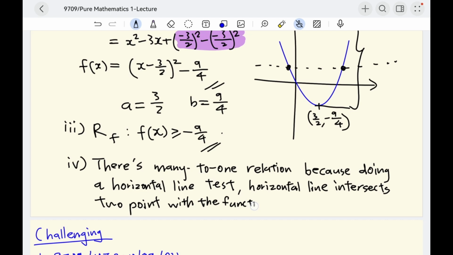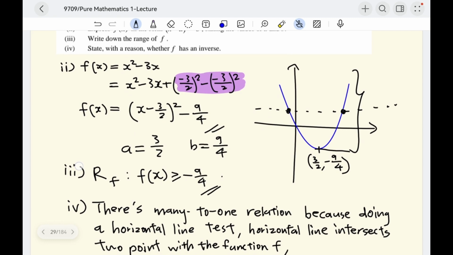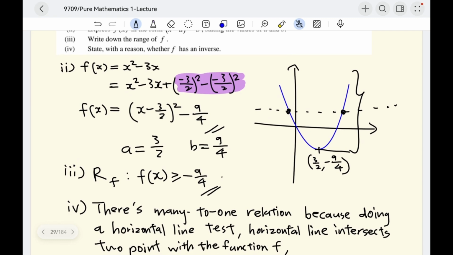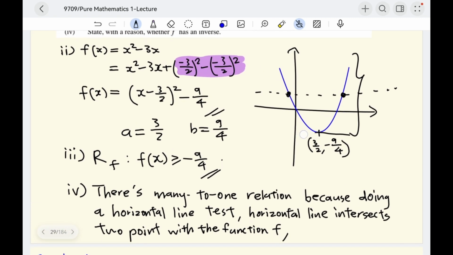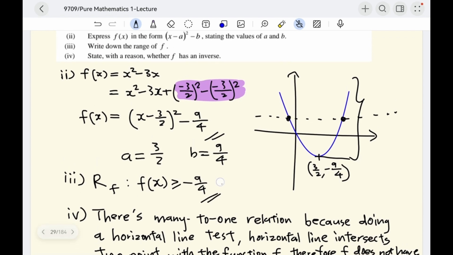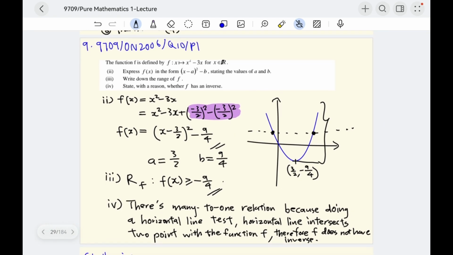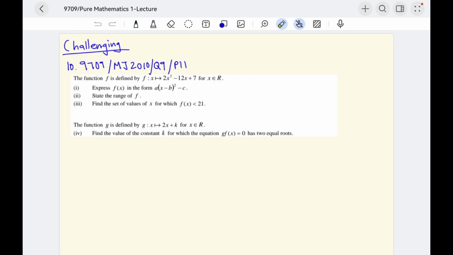But this pure maths is not an essay question, so I just write my suggested answer with clear and neat reasons. Therefore, f does not have an inverse. Okay, so that's the end of the discussion for this question 9. All right, let's move on to the next question.